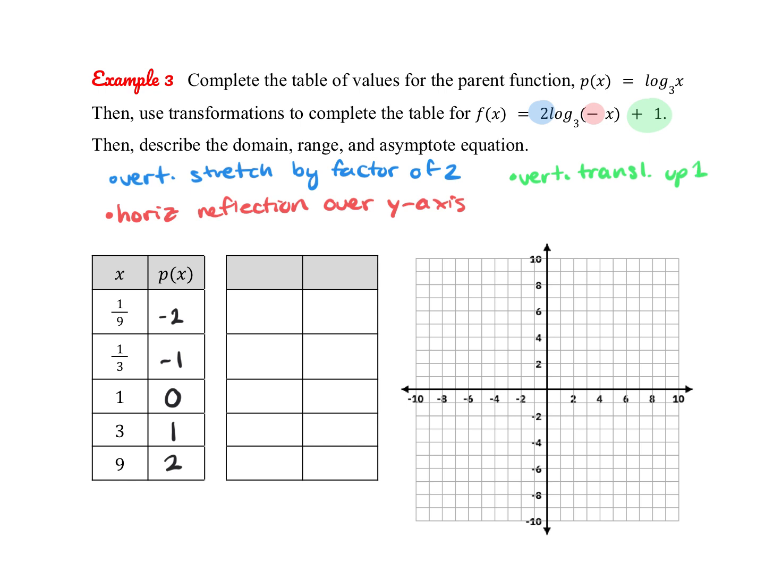So let's make our rules. The only horizontal change we see is the reflection. So all of our x values are going to become opposite.